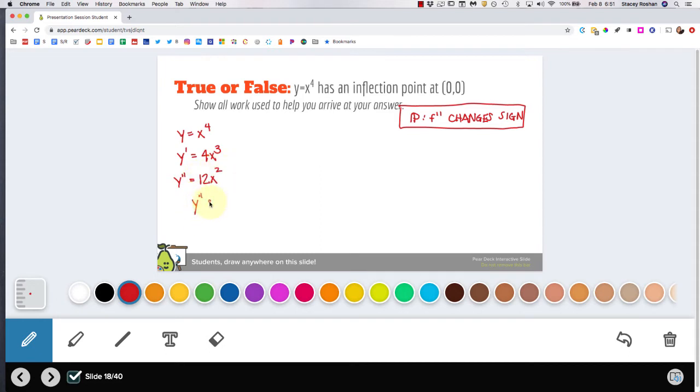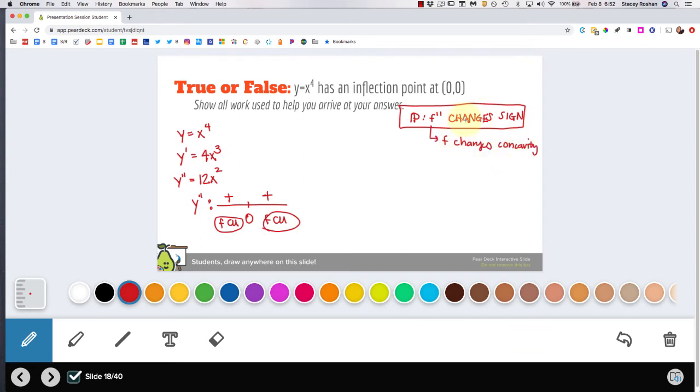y double prime, what goes on the number line? y double prime equals 0 when x equals 0, right? 12x squared equals 0 only when x is 0. But if I put in a negative number, I get a positive. If I put in a positive number, I get a positive. It doesn't change sign. It goes from positive to positive, which means that it goes from f being concave up to f being concave up. There is no change in concavity.